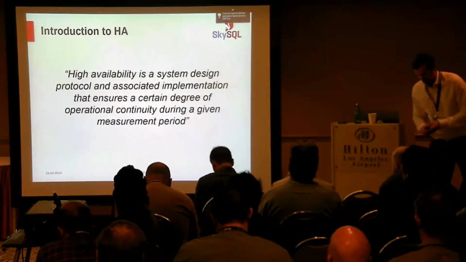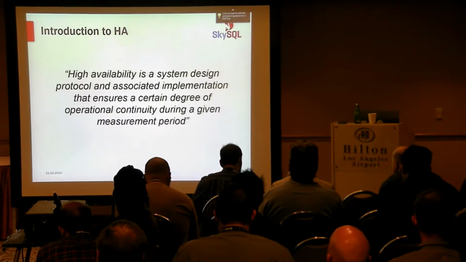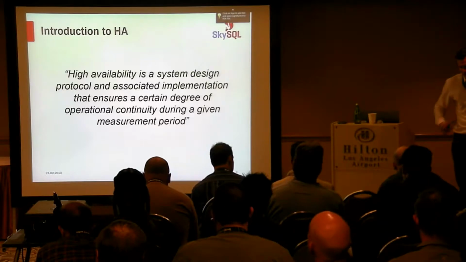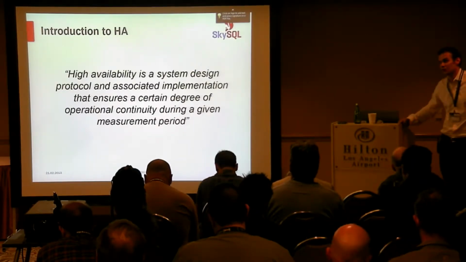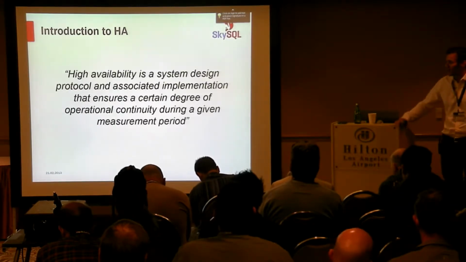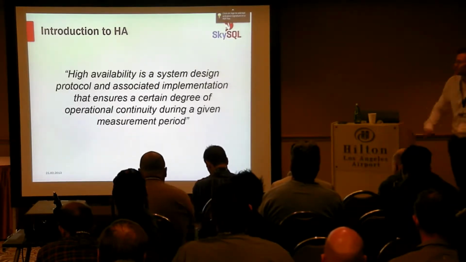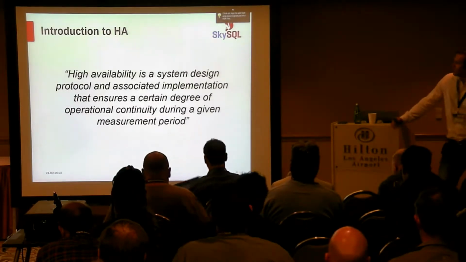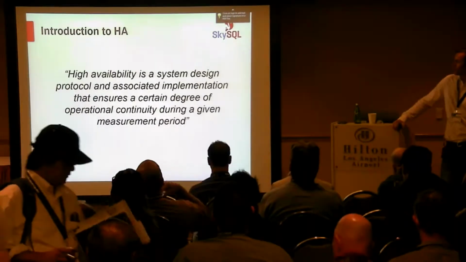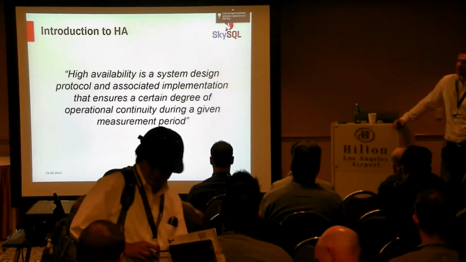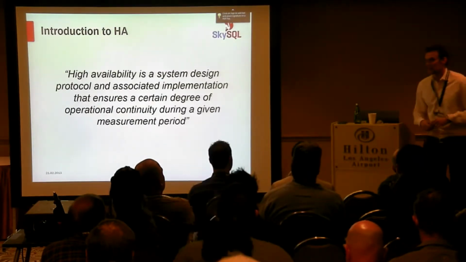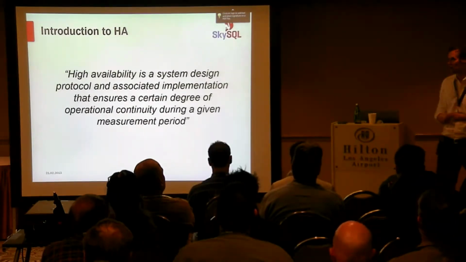So the first thing here is, what is high availability? That's the thing everyone wants, right? But when you ask what they actually want, they don't always know. I was looking for a definition, and this is what I found on the internet. It's a system design protocol and asset, blah, blah, blah. Basically, the idea is to ensure a certain degree of operational continuity during a given measurement period. So the point is that despite things breaking, we still have some kind of service available. That's what people normally want.